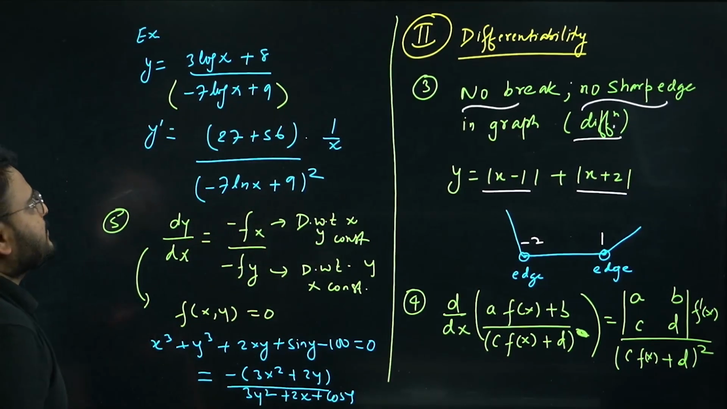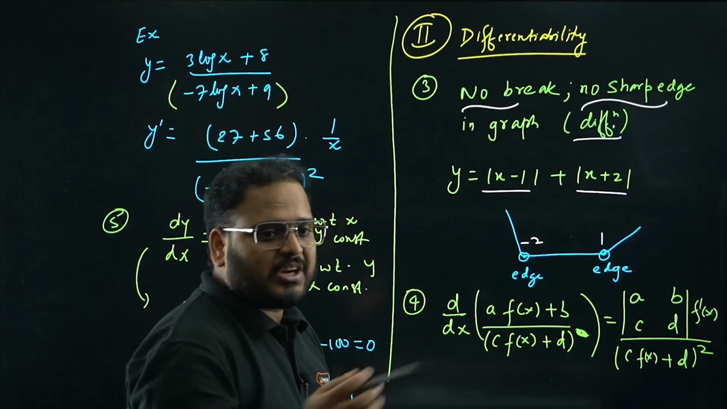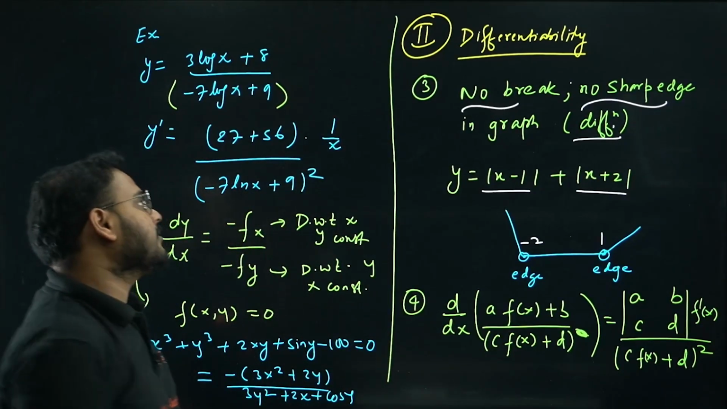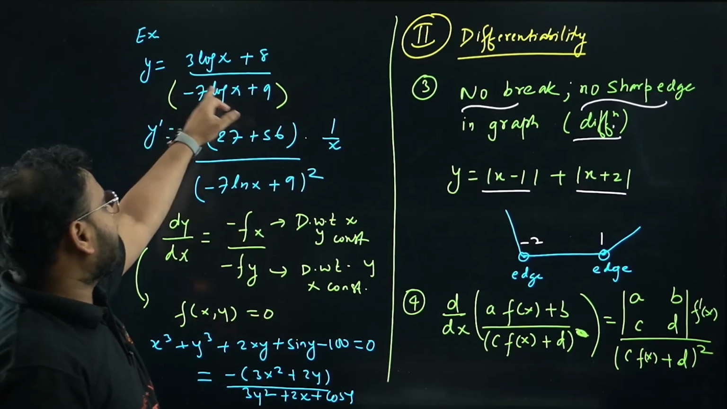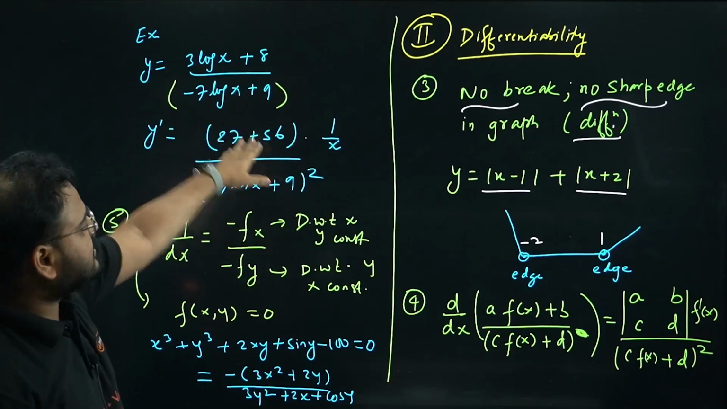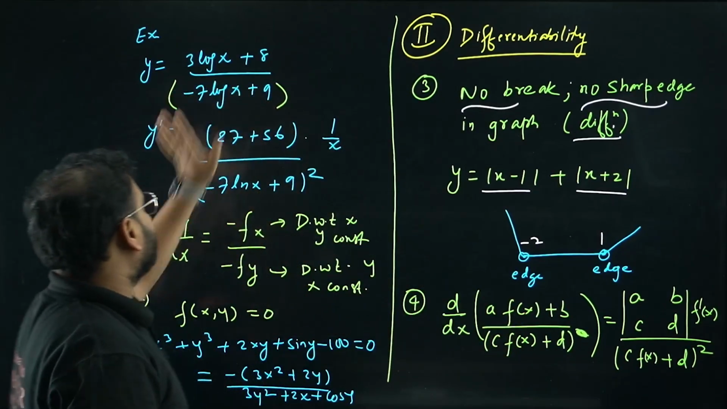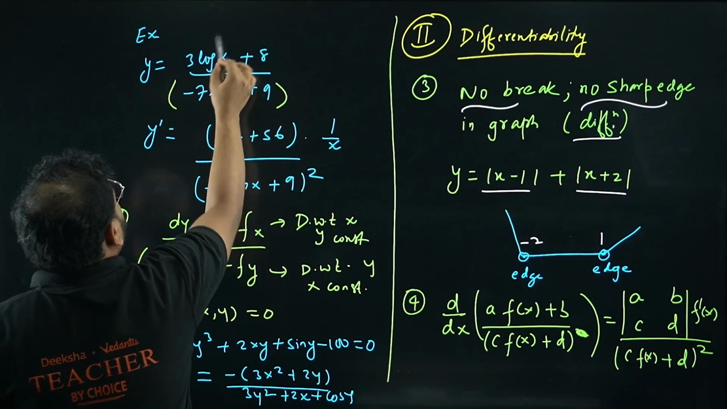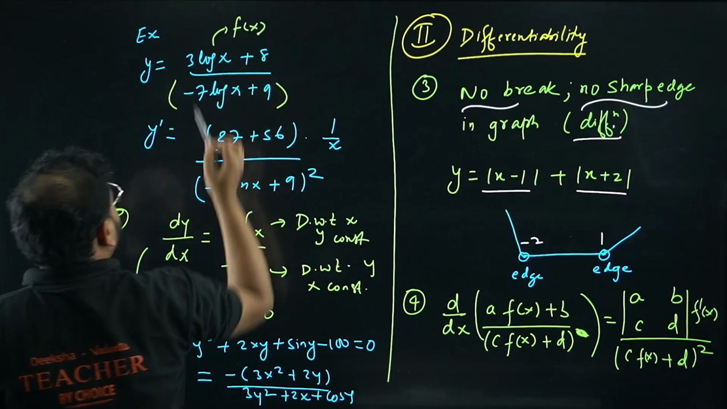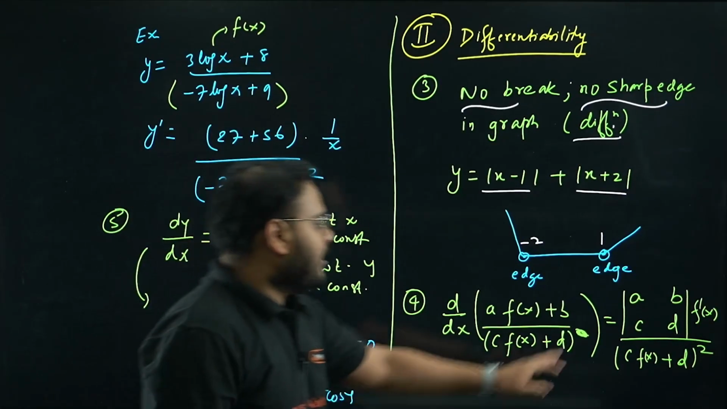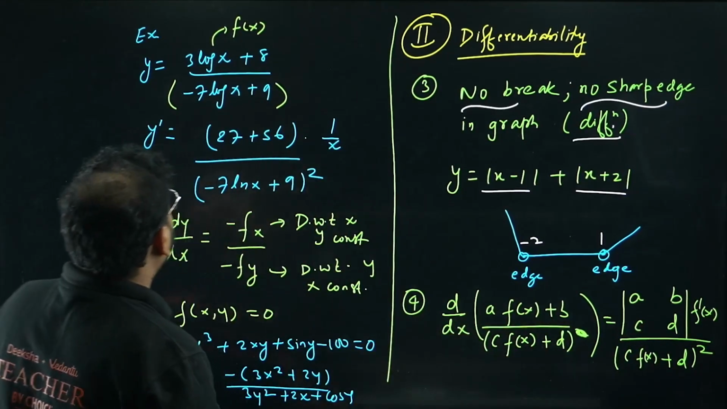So we have 3 log x plus 8 over minus 7 log x plus 9. I don't have to cross check, I have already taken the example, so I can say there's no square. You can check that the function f(x) is actually log x. This is my function f of x. What is the answer going to be? Please check, we're going to do AD minus BC. What is that going to be?